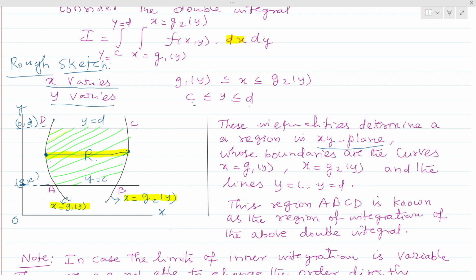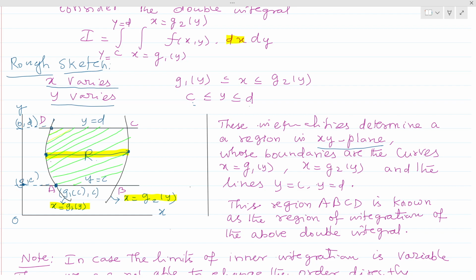So what are the points of A here? How can you write the intersection point? First you write x, then you write y. What is the x value here? x equal to g1 of y at y equal to c. That means g1 of c comma c. Is it not? That is the intersection point.